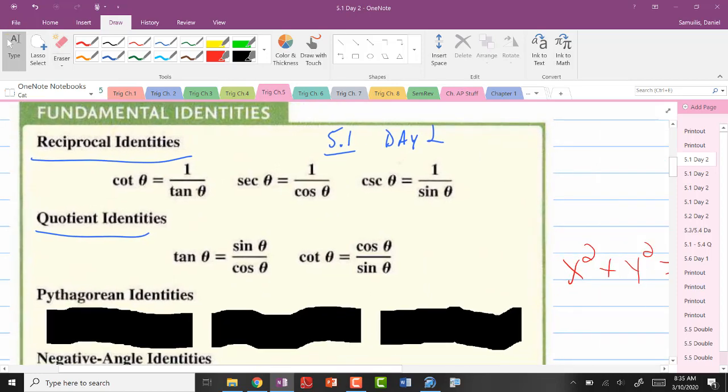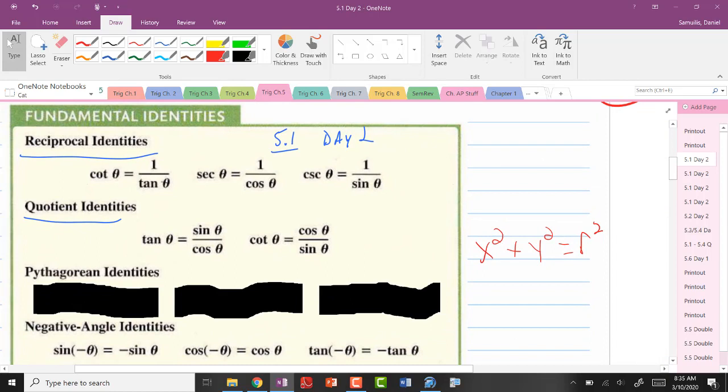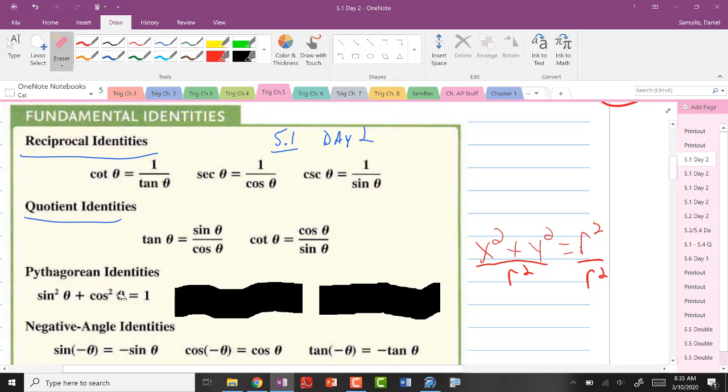And then these Pythagorean identities, which are the ones that students end up messing up, I guess is the best way to say it. X squared plus y squared equals r squared. We should be able to do this fast now. When I divide both sides by r squared, first of all, what's r squared divided by r squared? 1. What trig function is x over r? Cosine. What trig function is y over r? Sine. So squared, of course, that's the first one by dividing by r squared.